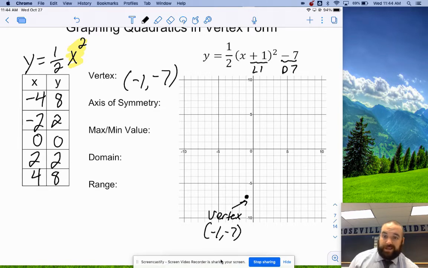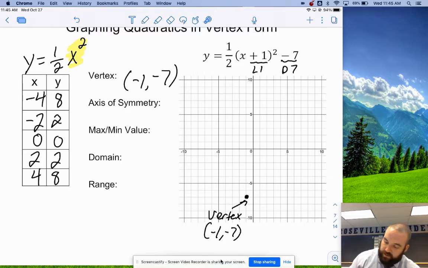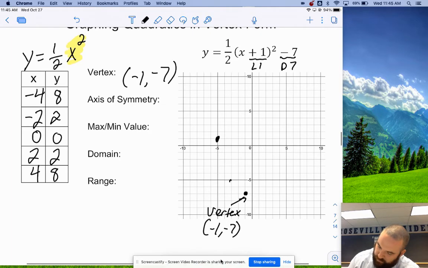Okay. Now again, I'm going to graph these coordinates, but I'm going to treat this vertex as 0, 0. So -4, 8 would be 1, 2, 3, 4, 1, 2, 3, 4, 5, 6, 7, 8. It's going to be right there. -2, +2 for my new vertex is right there. 2, 2 is right there. And then 4, 8 would be up here.